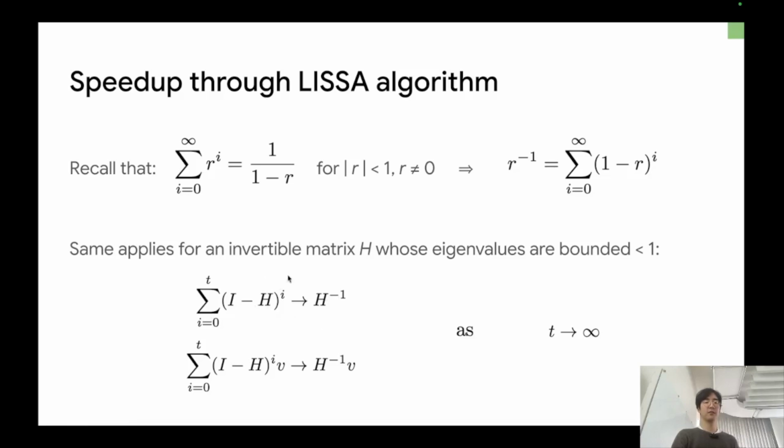Because this is converging, and matrix vector multiplication is a continuous operation, this implies that when you multiply with v as well, the quantity will converge to H inverse v as t goes to infinity. We are going to use that property for approximating H inverse v, essentially turning an inverse operation into a sequence of matrix vector products.